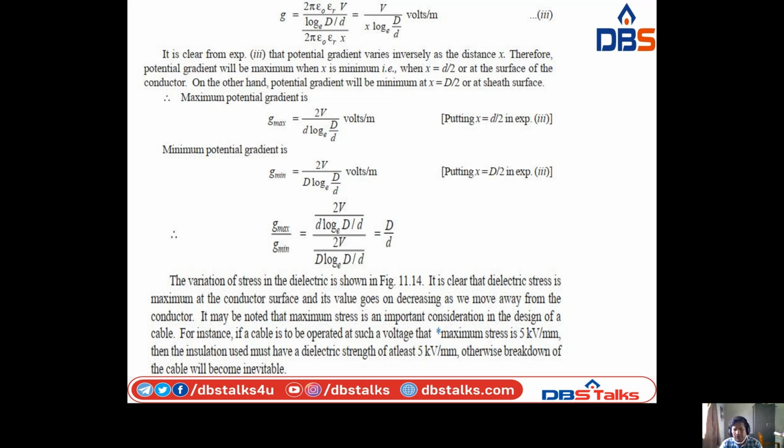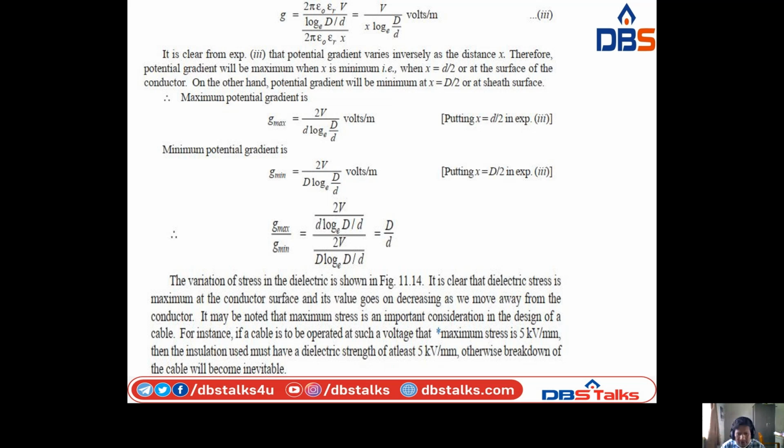So the maximum potential gradient occurs at x is equal to small d by 2. Substitute x is equal to small d by 2 in the above equation. G maximum is equal to 2V by small d into log capital D by small d volts per meter. And the minimum potential gradient will occur at the surface of the cable, that is the lead sheath. Put x is equal to capital D by 2.